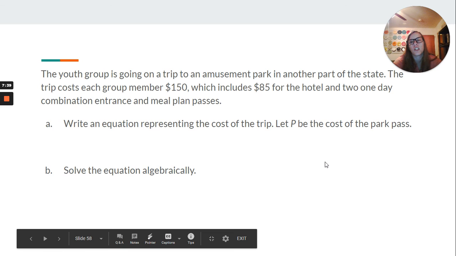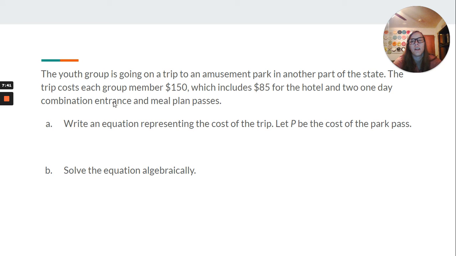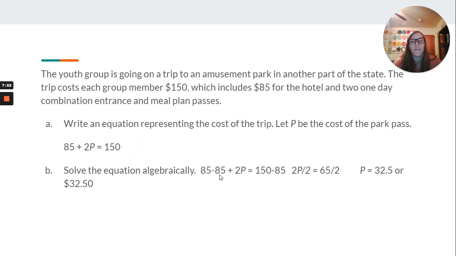The youth group is going on a trip to an amusement park in another part of the state. It's $150, which includes $85 for the hotel, and then 2 one-day combination entrance and meal passes. So 85 plus 2p equals 150. Now we solve that. Subtract 85 from both sides gives us 2p equals 65. Divided by 2 is 32.50 for each pass.